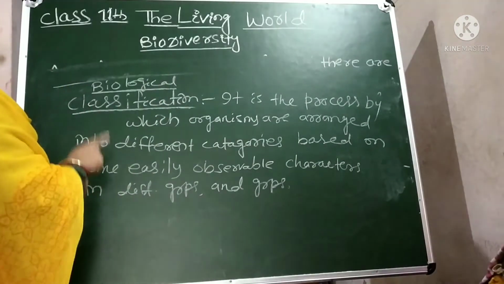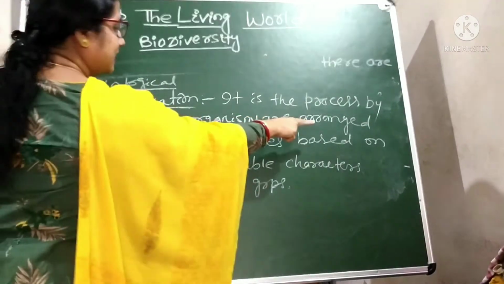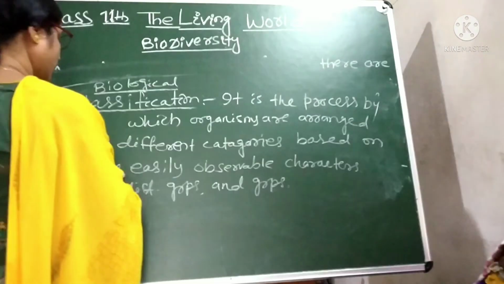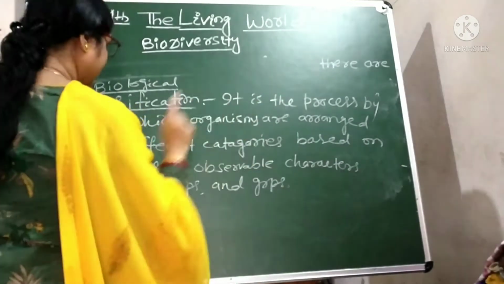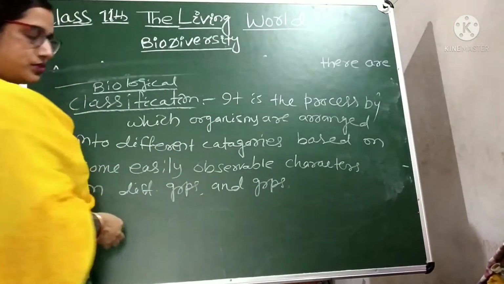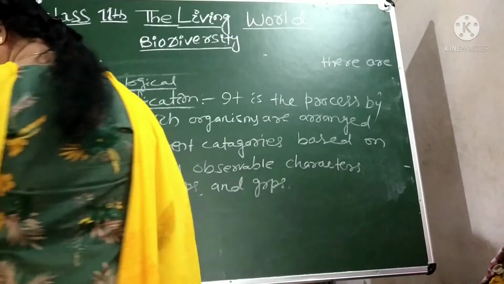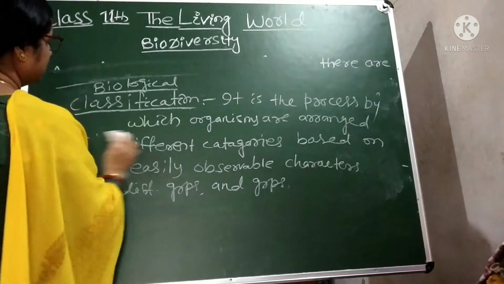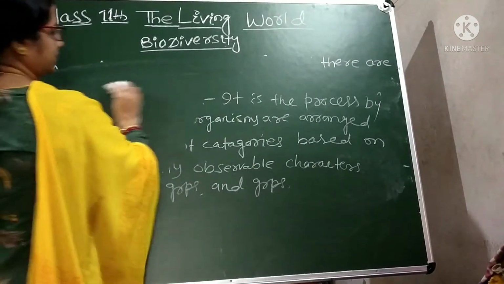It is the process by which organisms are arranged into different categories based on some easily observable characters in different groups and subgroups. Okay, let's see what is the need of classification.